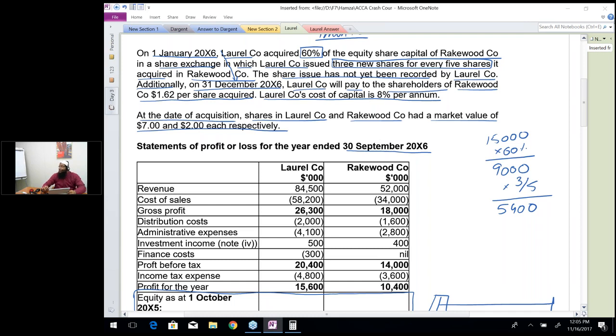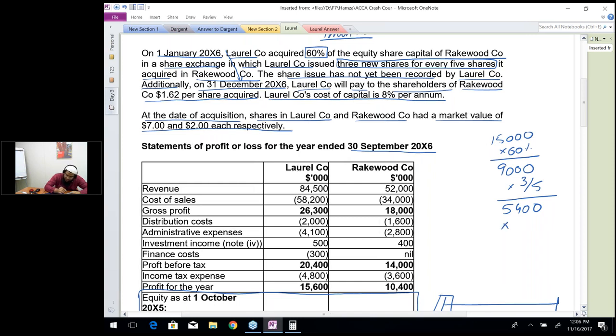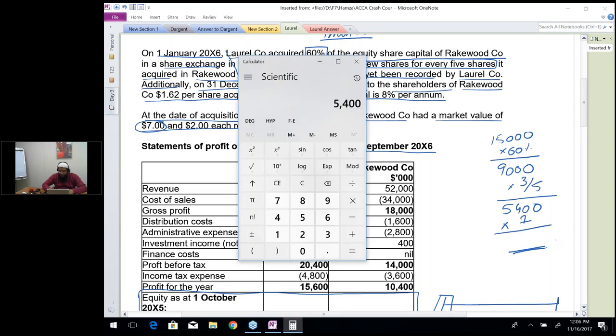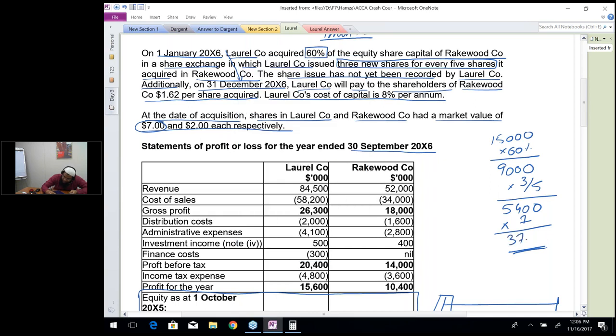So we have given 5,400 of our own shares. Yes, Simran, you are right. Each share of parent has a fair value, a share price of $7. So the consideration share exchange is going to be 5,400 into 7, which is 37,800. This is the consideration we have given for the share exchange.